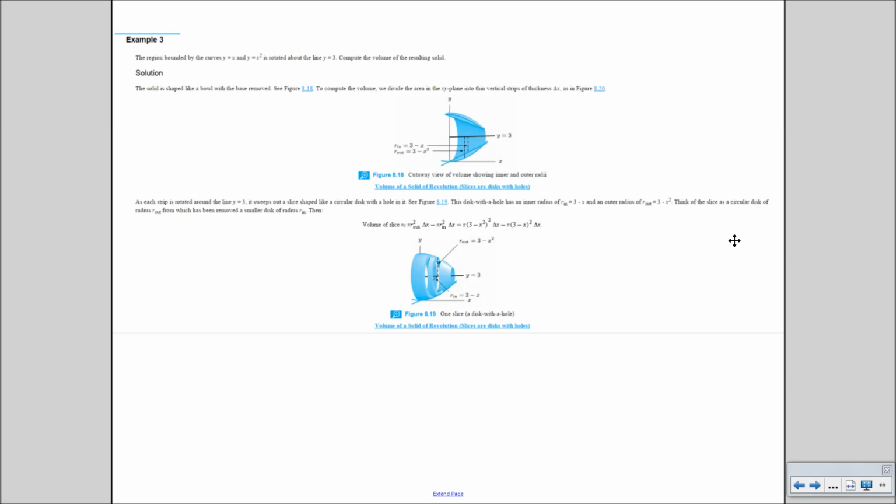For the next problem, we'll use a similar process to create a model, but we'll use parametric mode instead. In this problem, we'll create a region bounded by the curve y equals x and y equals x squared. This time we'll revolve around a different axis, in this case the y equals 3 line.